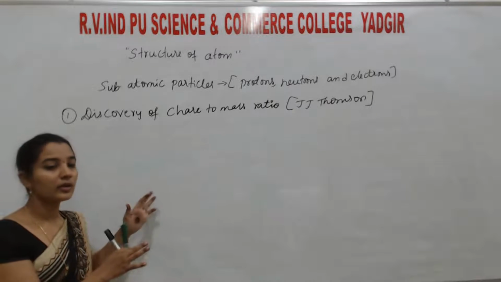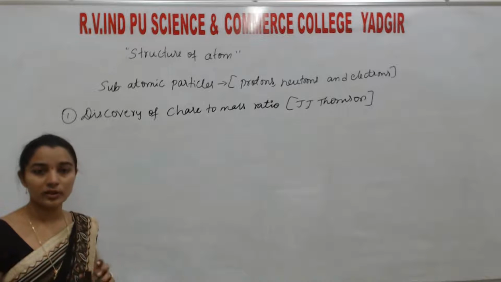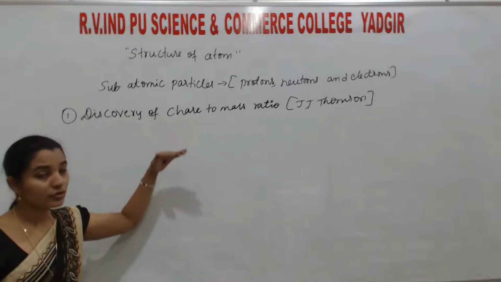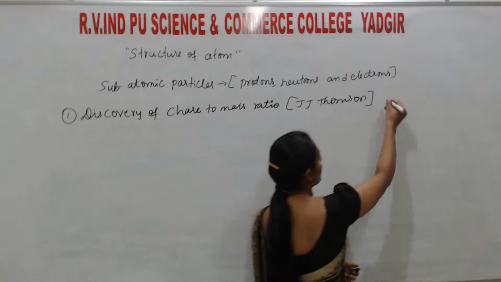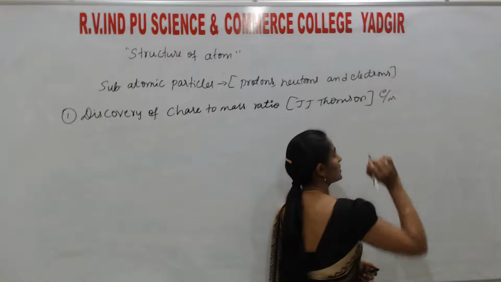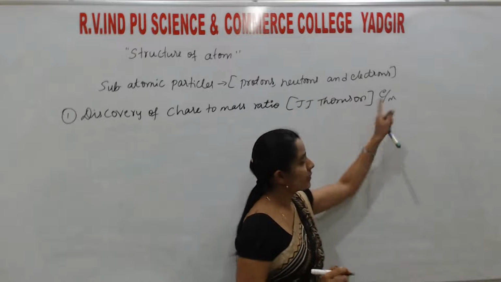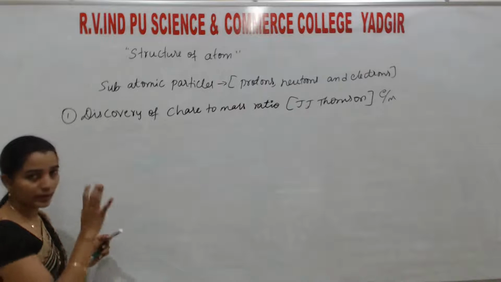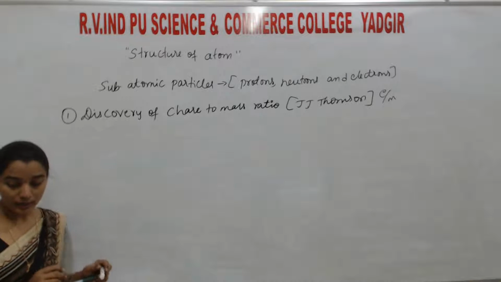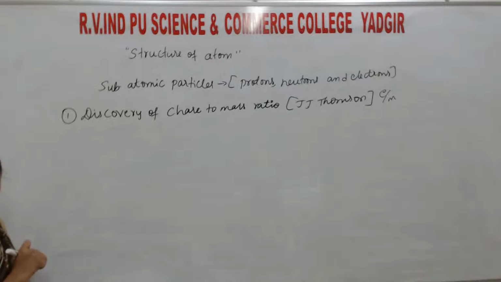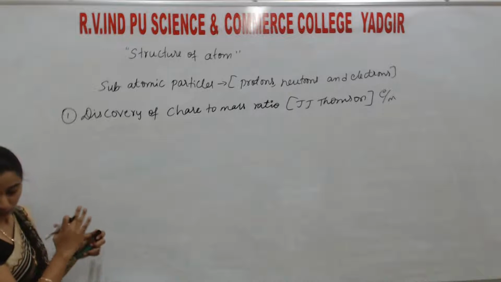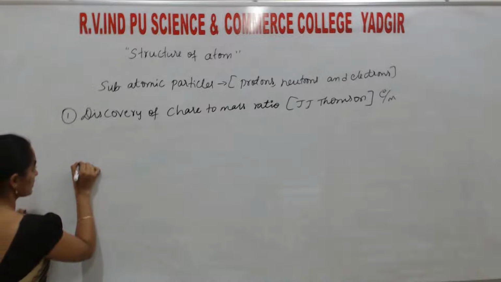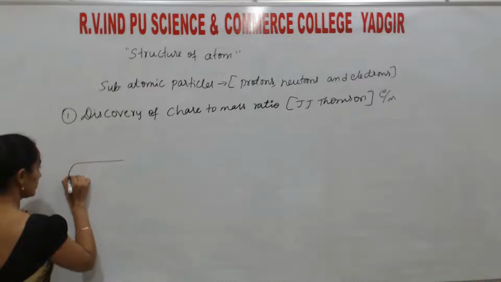He's not particularly studying charge, and he's not particularly studying mass. You consider charge to mass ratio means e by m ratio. Charge means e, and m means mass. He did the same experiment using the cathode ray tube only, but with some changes. How? So listen here. This is the experimental setup.